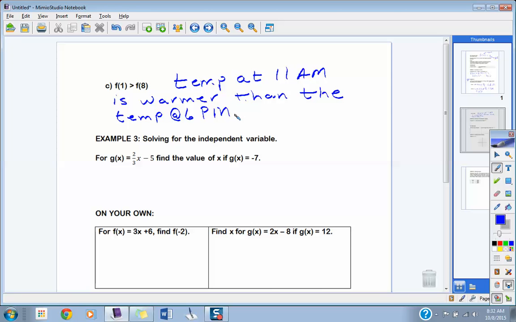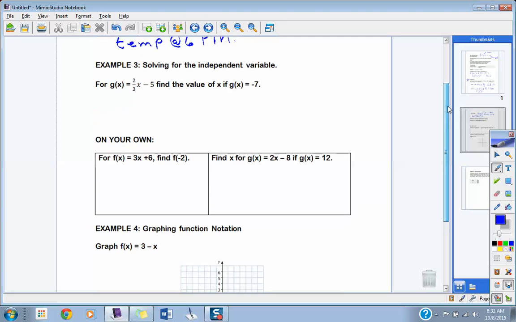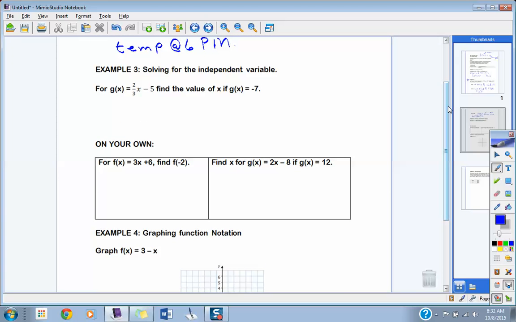So I think we were pretty good there. We got through example 3, didn't we? Did we get through example 3? Okay. I just want to make sure we clarify how 3 and 1 differ. We'll look at these on your own quick again, and we'll get you through the last couple of examples, and I'll give you some time to get some things done today. Solving for the independent variable.